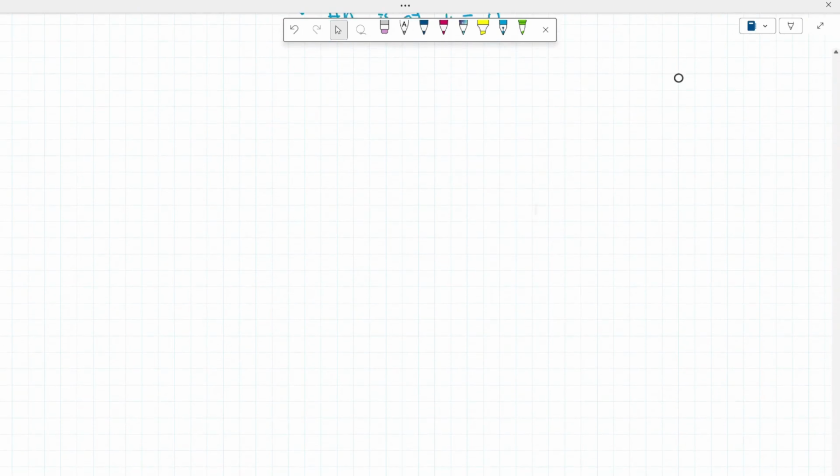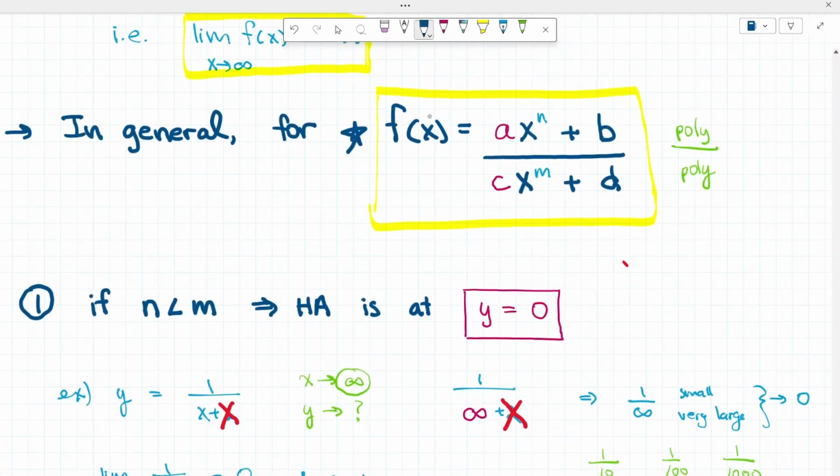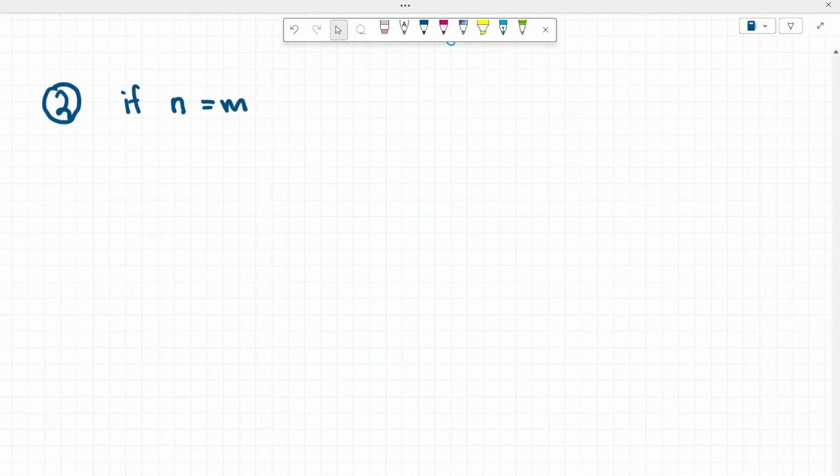Our second case is also very friendly. So let's look at that. Case 2 is if n equals m, and remember from our function right over here, these are the degrees that we're looking at. So if the degree on the top is equal to the degree on the bottom, so if n equals m, then our horizontal asymptote is at y equals a over c.